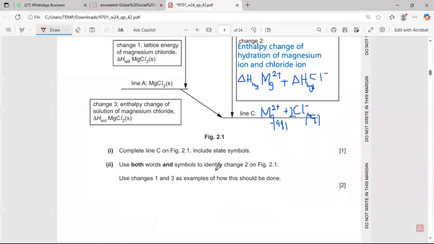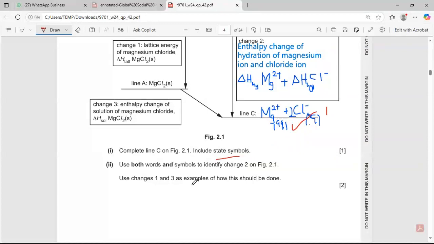Now, we are being asked in question Roman 1 to complete line C on figure 2.1 and include state symbols. Very important, this is part of the marking. So you ensure that you give the ions very well, and then you bring in the state symbols. So this is what will be formed. This one will earn you 1 mark.